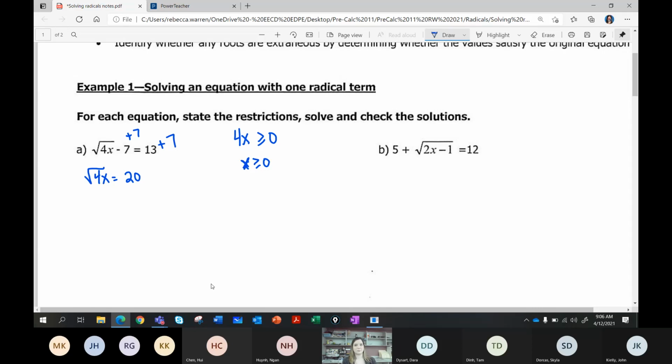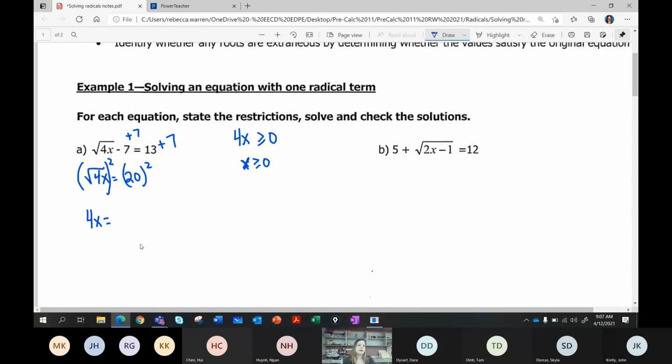Opposites. The opposite of square rooting something is squaring it. Talked about that forever too. So I'm going to square both sides. All that happens on this side is those two things cancel each other out. When you square a square root, you are left with just what's under it. They cancel one another out. So we get our 4x that we are trying to isolate.